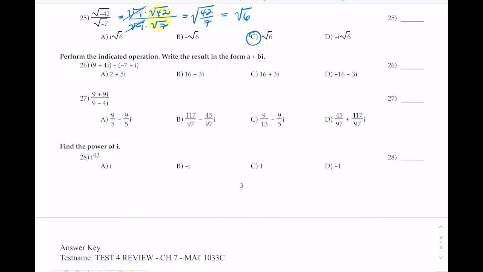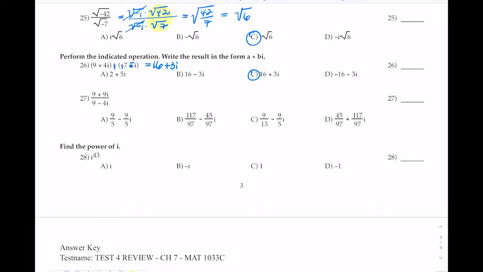Okay, in 26, I am subtracting. Subtracting looks very similar to multiplying with complex numbers, so be really careful. That's a minus sign. Remember, when you're subtracting, you're going to change the signs. So this is going to turn into a positive, and that's going to turn into a negative, right? Because it's like you're distributing a negative 1. So now 9 plus 7 gives me 16, and 4i plus negative i is positive 3i. So the answer there is C.